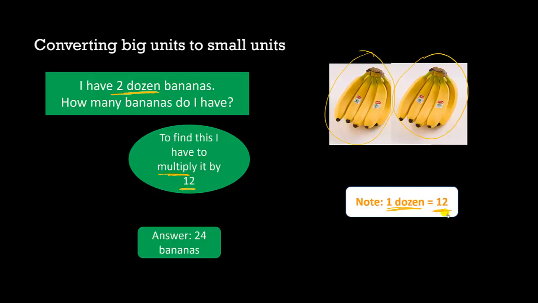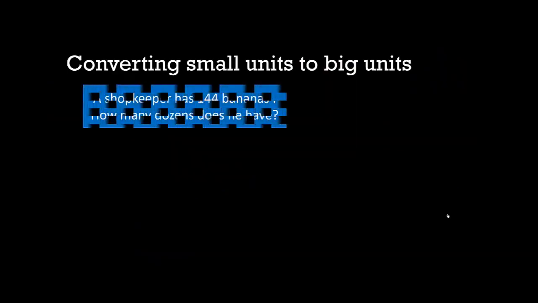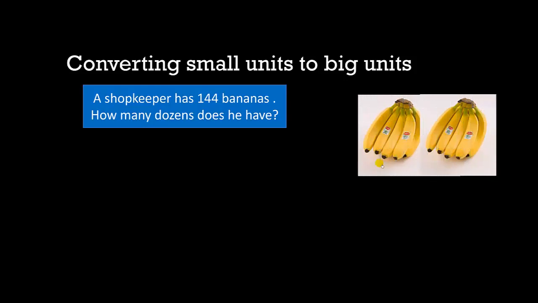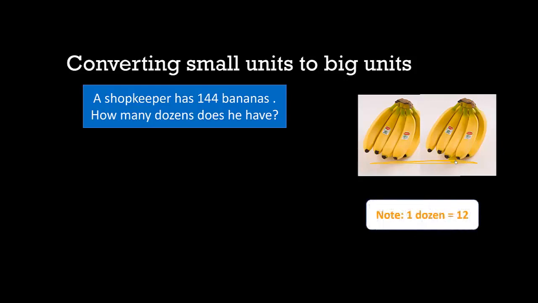Now let's see how to convert small units to big units. Just imagine a shopkeeper has 144 bananas. How many dozens does he have? Over here, the shopkeeper has 144 bananas, and he wants us to find how many dozens he has. That means he must have many pairs of these bananas. For that, we're going to know how many 1 dozen is, which is 12.